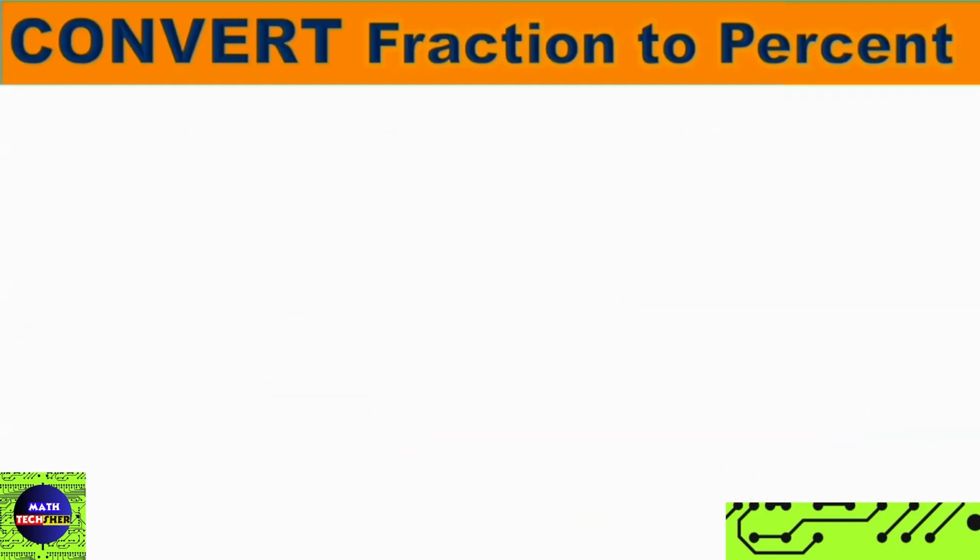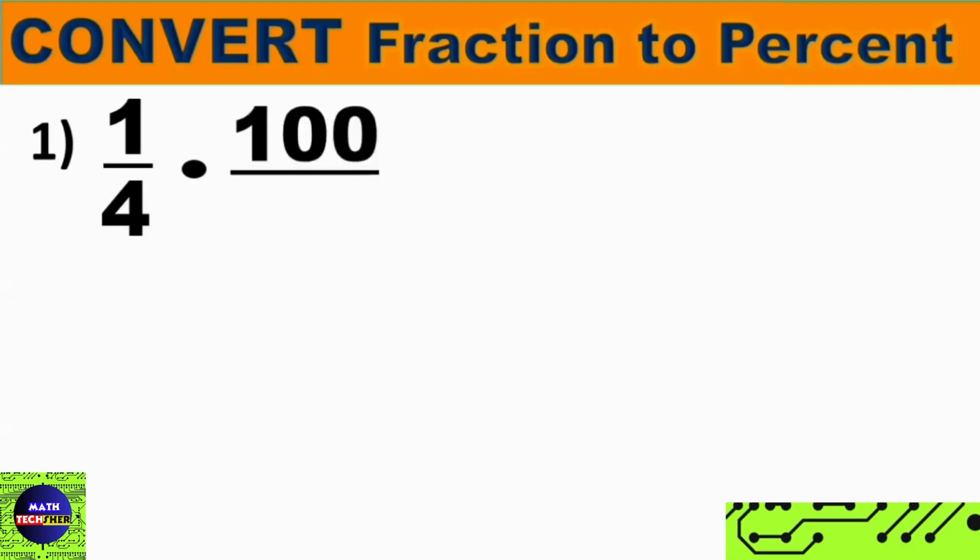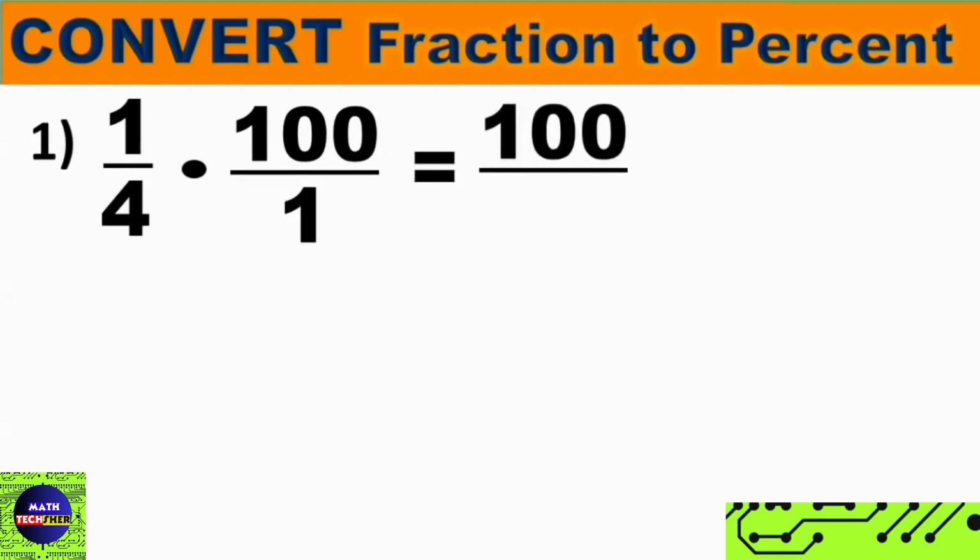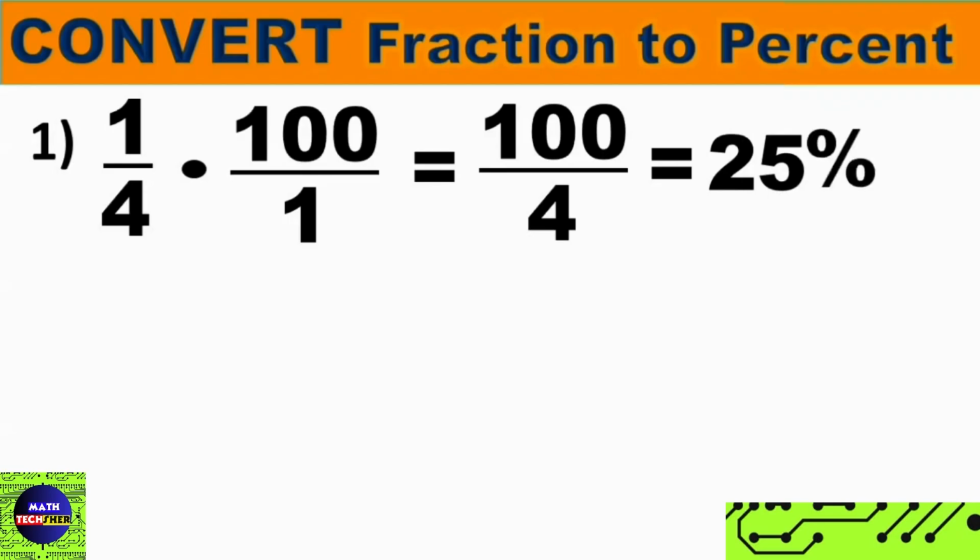Okay, now we have another example on how to convert fraction to percent. We have number 1, 1/4, then multiply by 100. So, the denominator of 100 is 1. And then it is equal to 1 times 100 is 100. 4 times 1 is 4. And then 100 divided by 4, the answer is 25. And then add percent sign. So, we have 1/4 is equivalent to 25%.